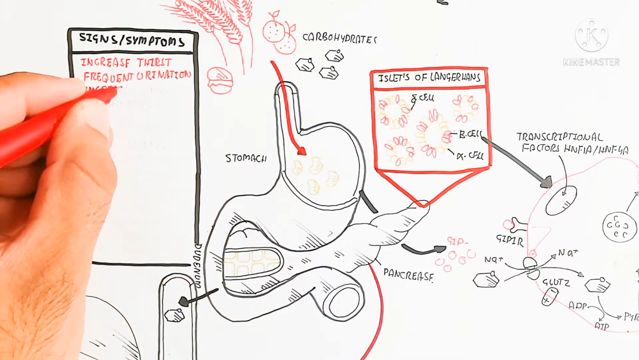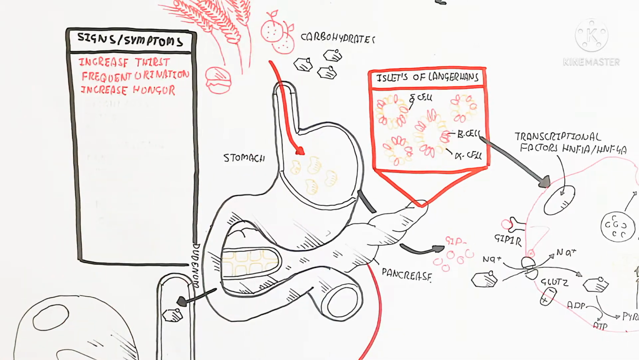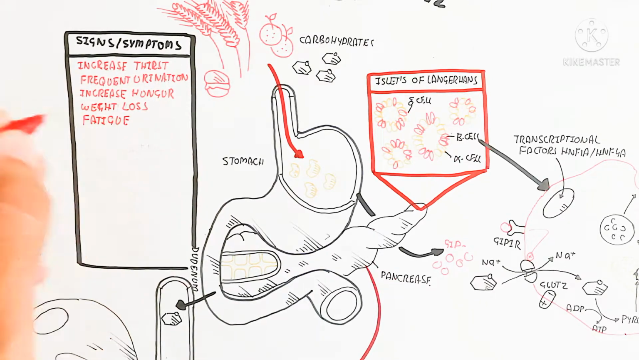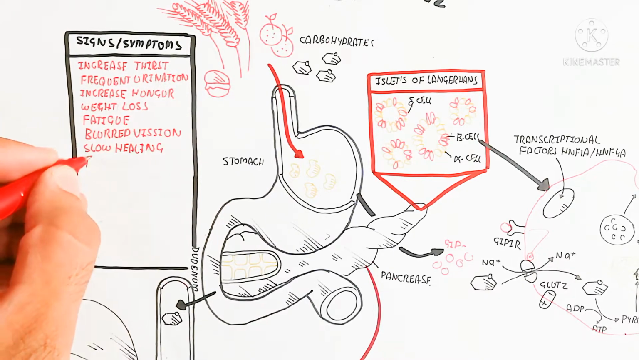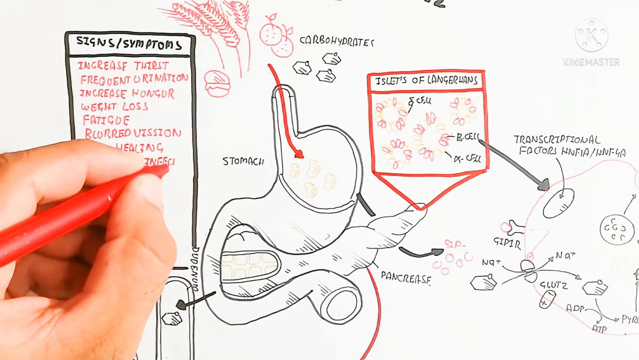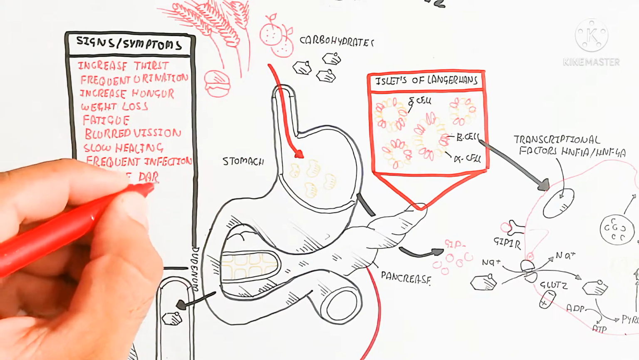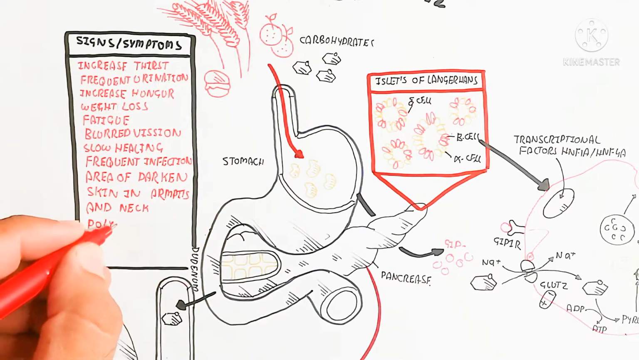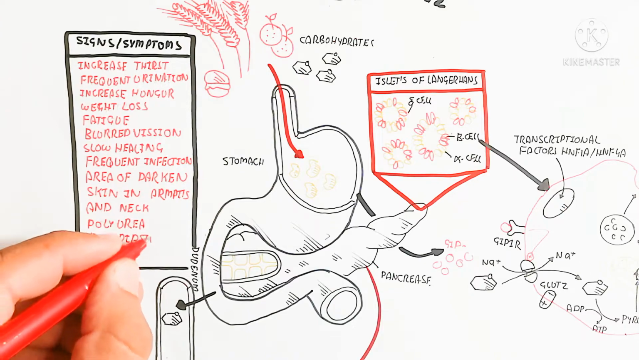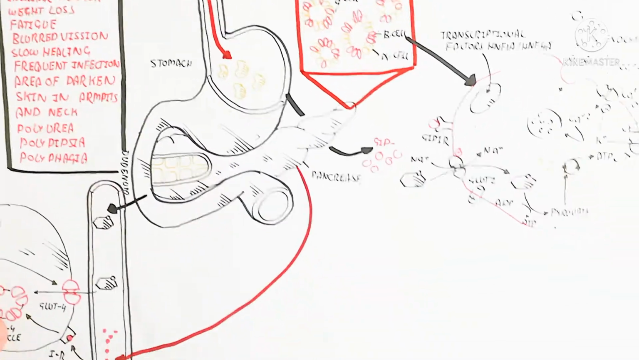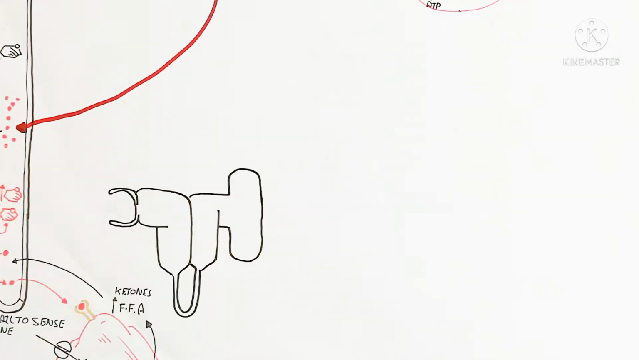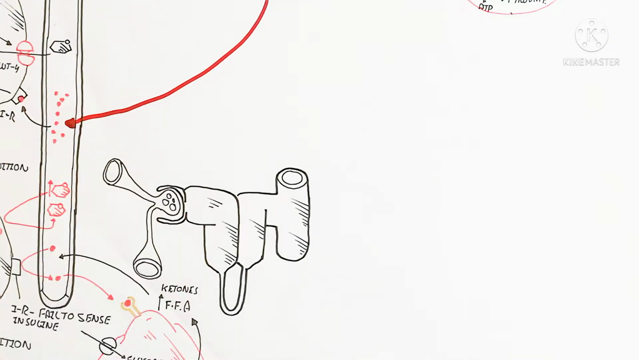So the increased thirst and frequent urination are due to the excess glucose being excreted in the urine, and increased hunger, weight loss, fatigue, blurred vision, slow healing, frequent infections, areas of darkened skin in the armpit and neck, and polyuria, polydipsia, and polyphagia. These are the symptoms. Polyuria means urinating again and again, polydipsia means drinking again and again, and polyphagia means eating again and again.